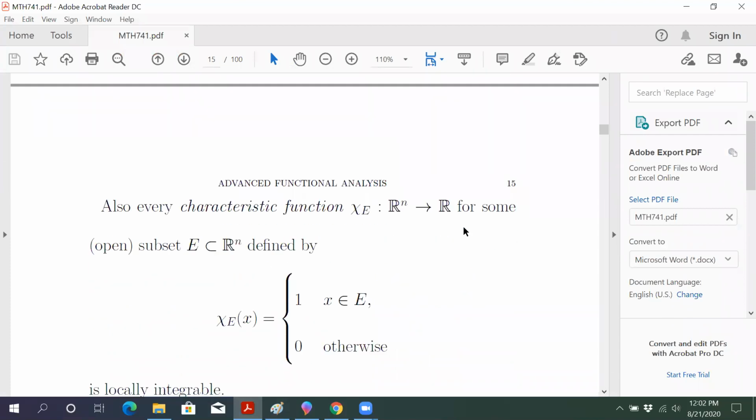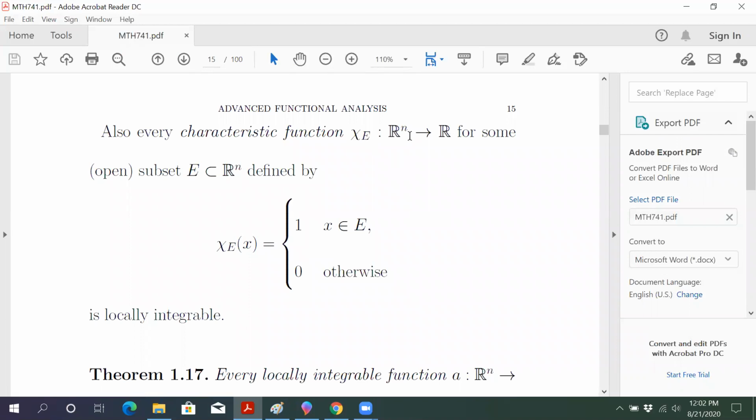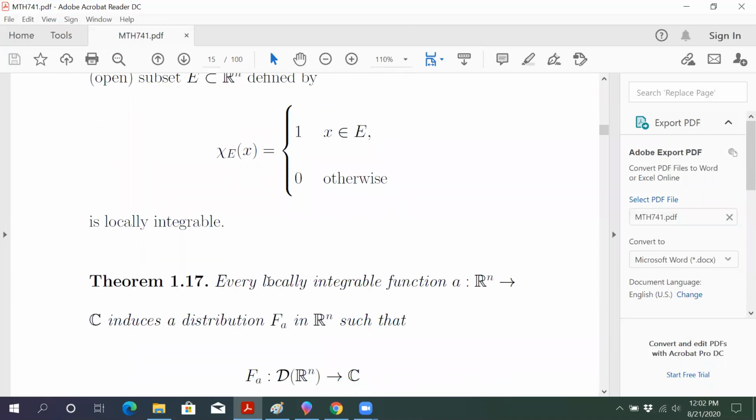Another example. Every characteristic function, look at here. Suppose that E is a subset of Rn, in particular open, but it doesn't have to be open. The characteristic function of E is a function from Rn into R, defined to be 1 if x belongs to E, otherwise 0. We claim that every characteristic function is also locally integrable. I'm going to discuss this with you. And then we have a theorem: every locally integrable function induces a distribution. Then this is enough for today.